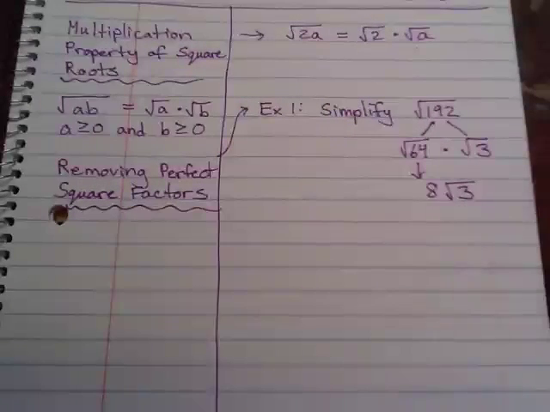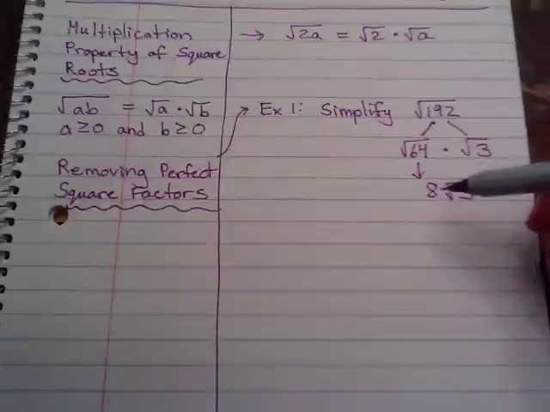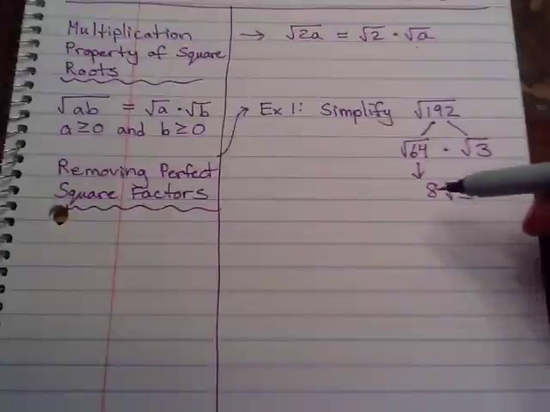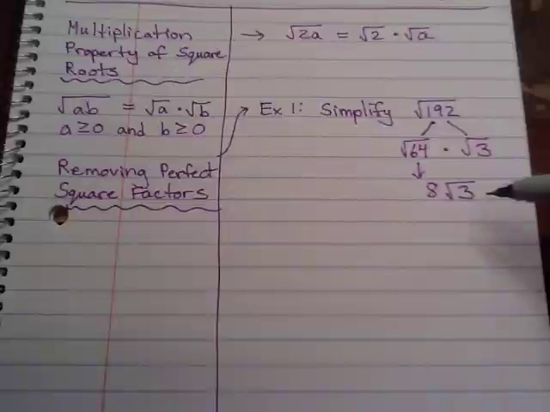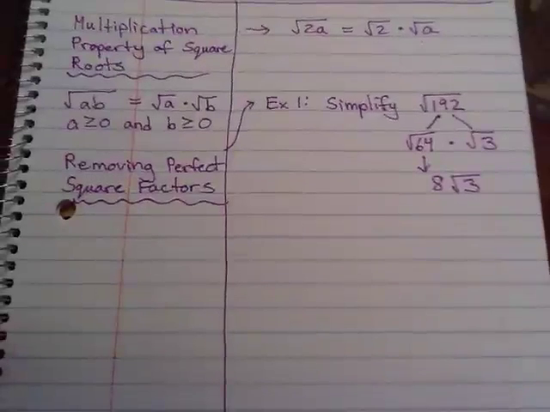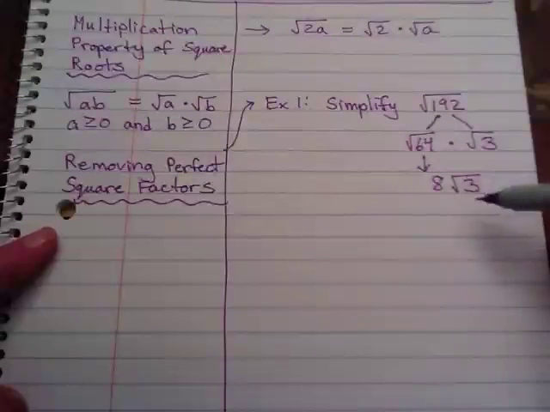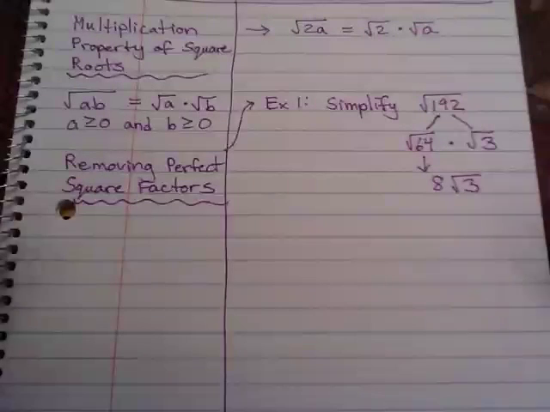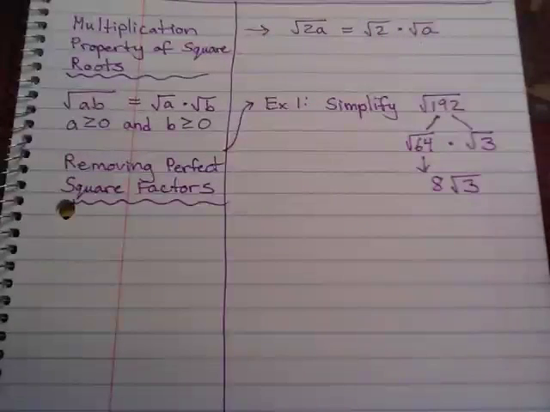And you can treat these radicals like a variable. So 8 square root 3 just means 8 times the square root of 3, just like if it was an 8x and you'd have 8 times x. And that's your answer. You always want to check in the radical and make sure that this doesn't break down further. And 3 doesn't break down further, so I'm done.